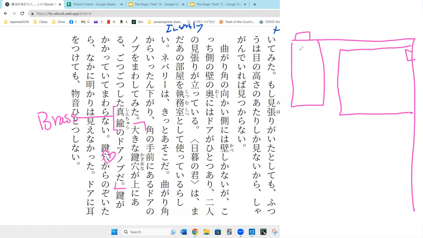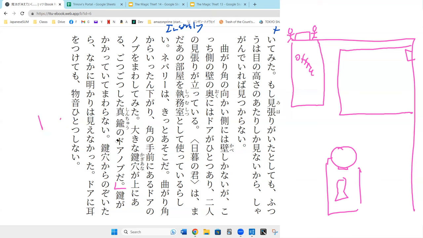And this brass doorknob is gotsu gotsu, kind of like raggedy. The knob is on top of the keyhole, situated above the keyhole. Kagi ga kakatte ite mawaranai. Keyhole. The lock.